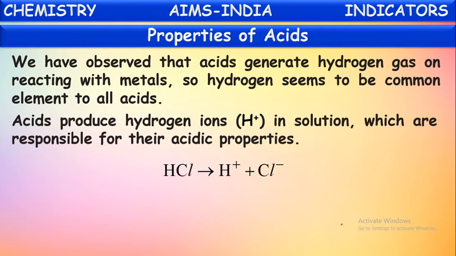See here, as we told, HCl on dissolving into water, in aqueous solution, hydrochloric acid ionizes, or splits, or separates into H plus ions and Cl minus ions. So the acid liberates these H plus ions. So these H plus ions are responsible for the acidic properties.